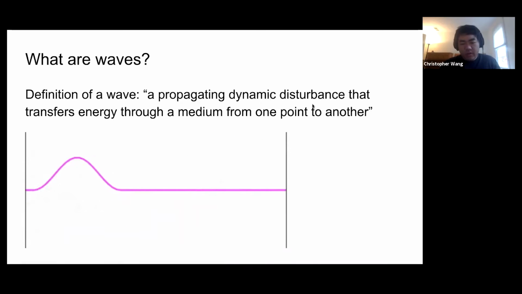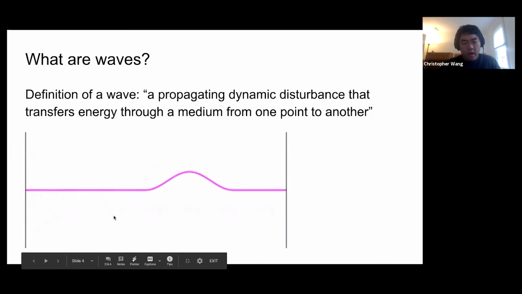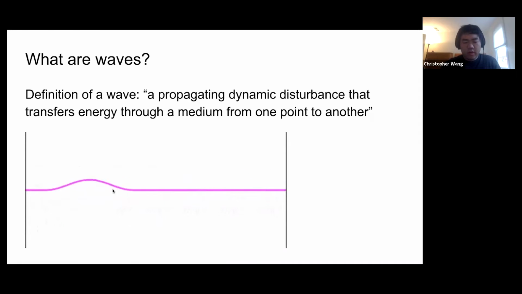A dynamic disturbance is whenever the wave passes through a point, those pieces of the string are moving up or down. If the string were at rest, the parts that wouldn't be affected by the wave are stationary. That's static, kind of an equilibrium, not a dynamic disturbance where they're moving because they're being disturbed by the wave. And it's propagating because the wave will travel back and forth across the string.